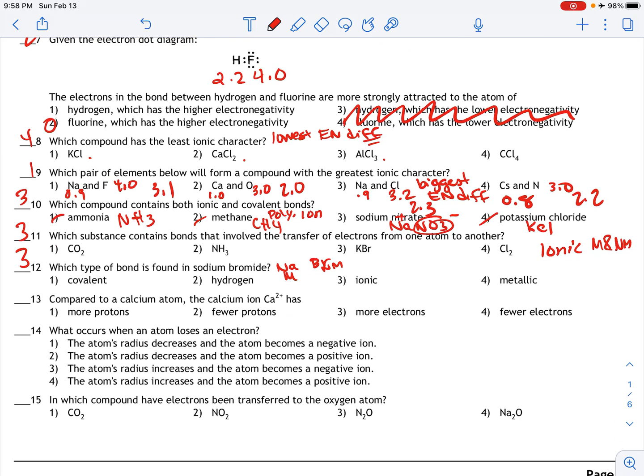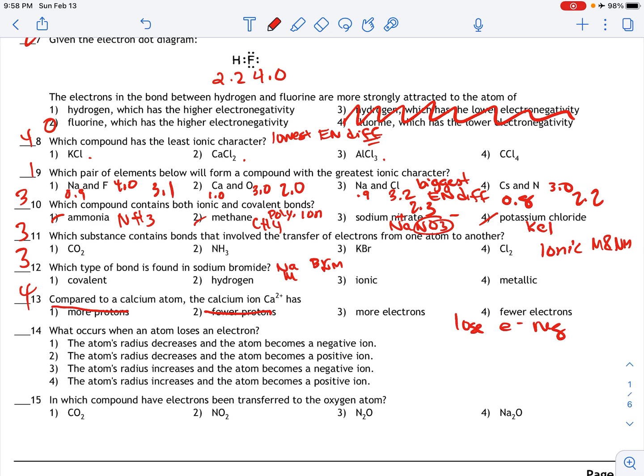Compared to a calcium atom, the calcium ion Ca+2 has... protons are going to change because we're still dealing with calcium. So charges. How do you become positive? You're losing electrons, which are negative. So when you lose negatives, you become more positive. So we have fewer electrons.